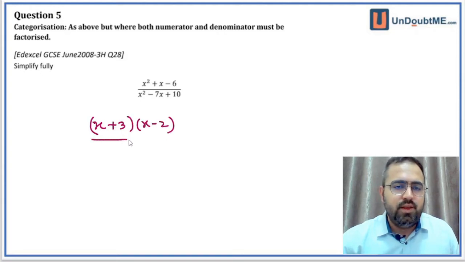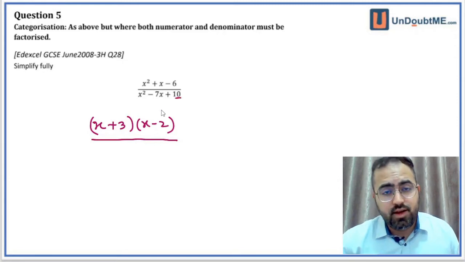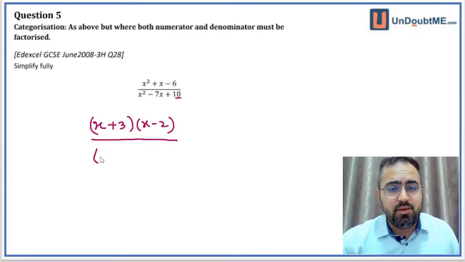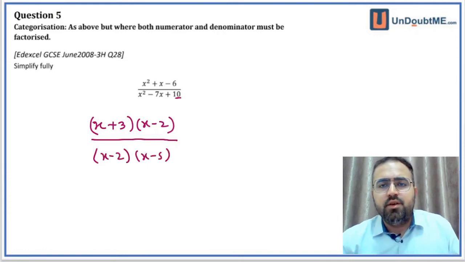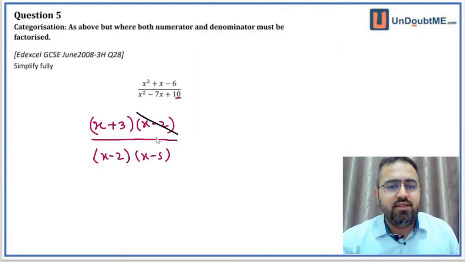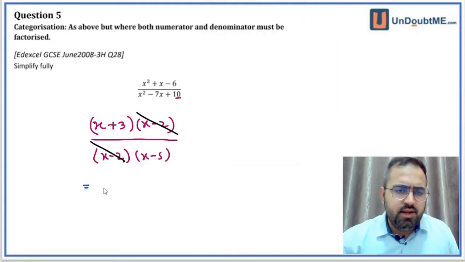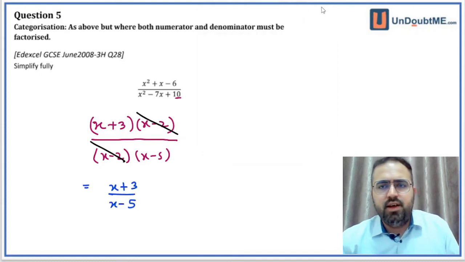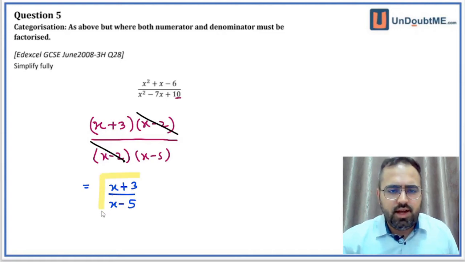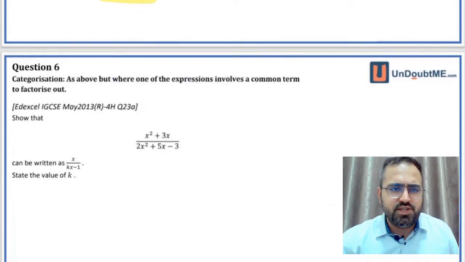Similarly, in the denominator, 10 can be broken down into 2 and 5. Minus 2 minus 5 is giving me minus 7. So I can write it down as x minus 2 and x minus 5. Common terms can be cancelled and the leftover part will be written. That will become our final answer. So x plus 3 over x minus 5 is the leftover part and that became our answer. Next question.